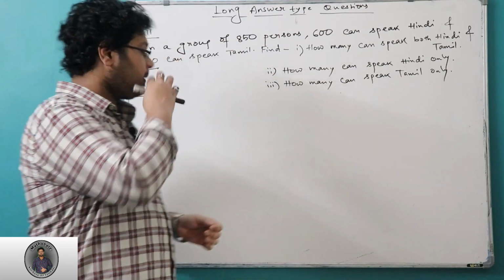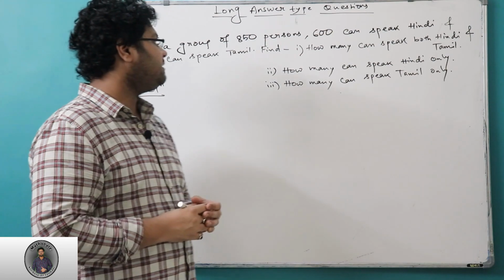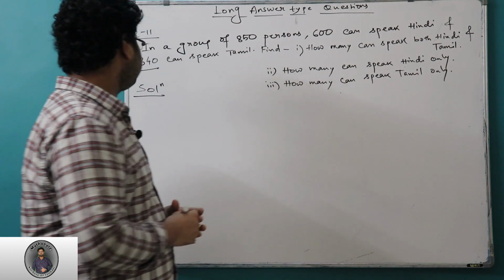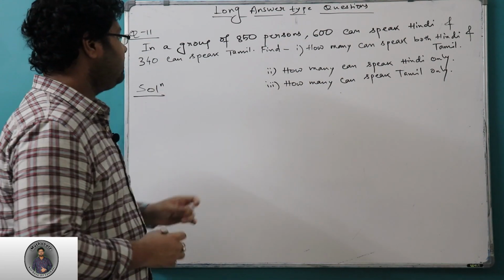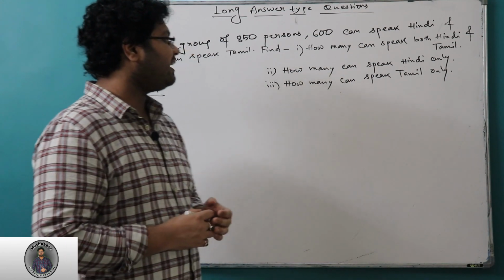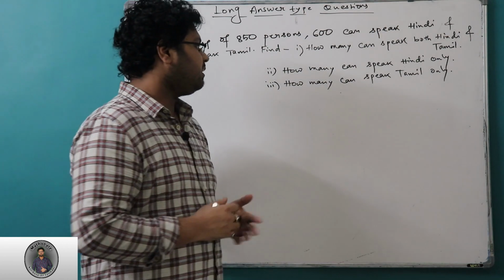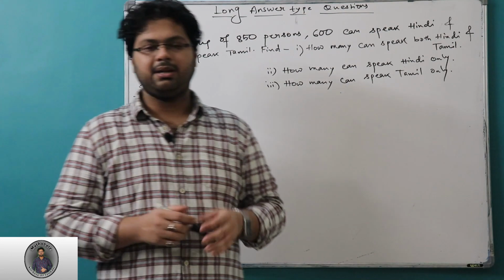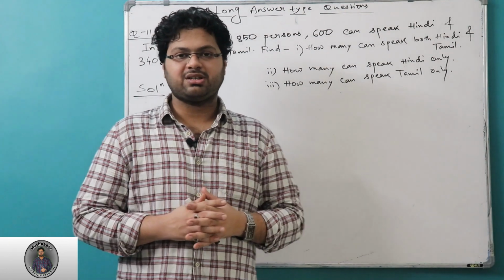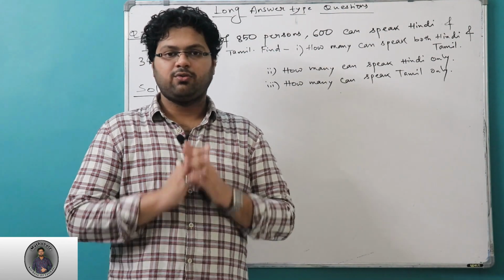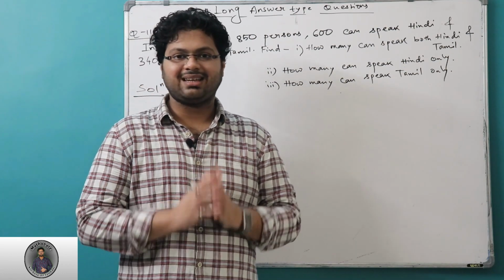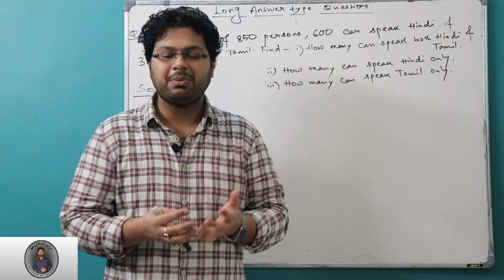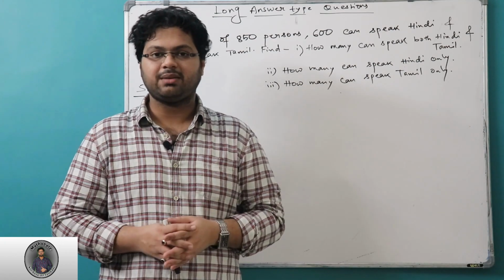Question number 11. In a group of 850 persons, 600 can speak Hindi and 340 can speak Tamil. Find number 1, how many can speak both Hindi and Tamil? Number 2, how many can speak Hindi only? Number 3, how many can speak Tamil only? In these types of questions, two things we need to do. First, we have to assume the sets properly, and next, what is given and what is being asked in that question, we need to write properly.